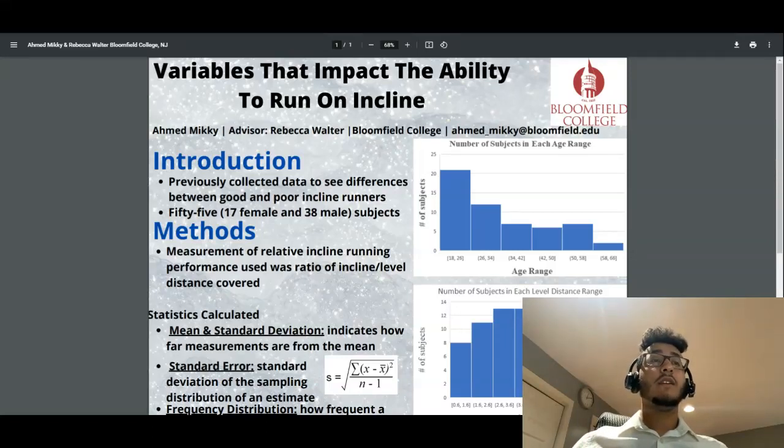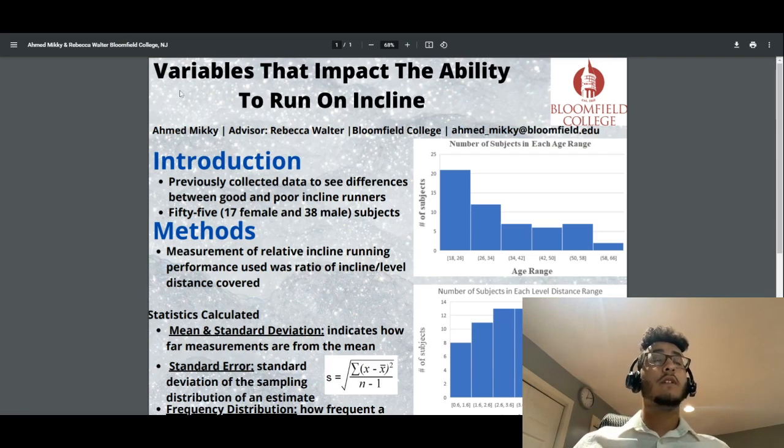I'm a NASA NJSGC intern, and today I'll be presenting my semester-long research that I conducted with my professor over the course of several months. On my poster, you can see my name, my advisor, my college, and my email if you wish to email me for any concerns or questions.